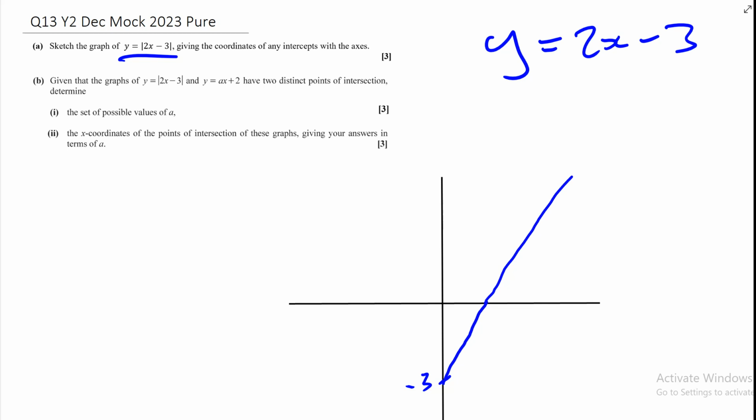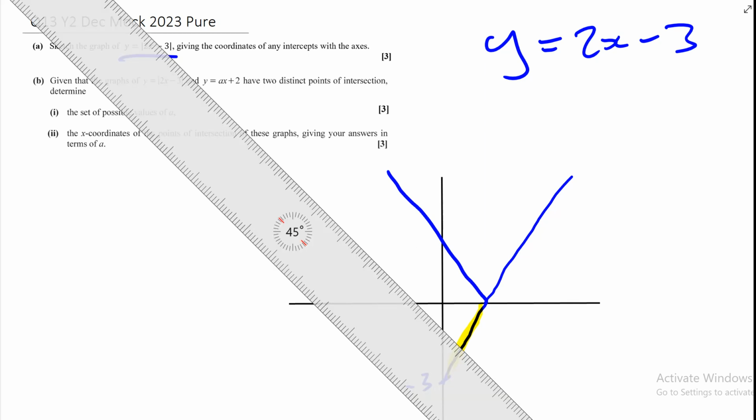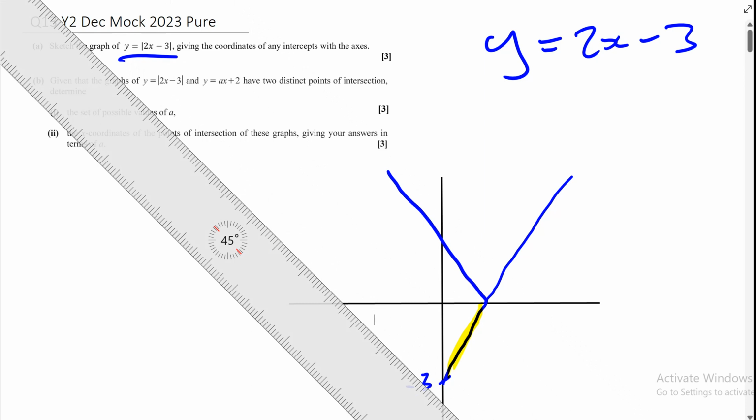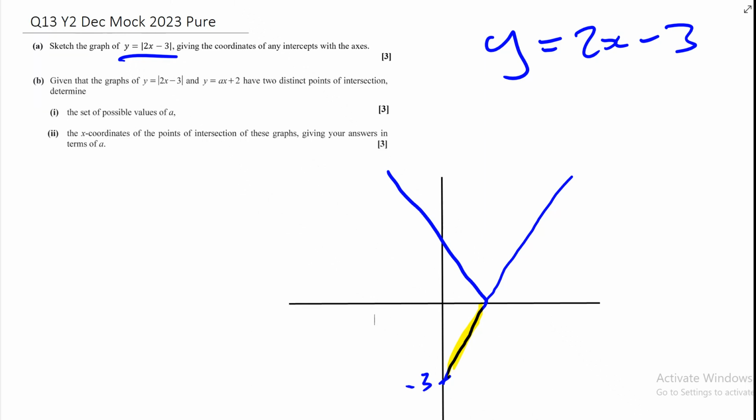But then we want to reflect all of this in the x-axis, so it's going to go up like that. I do use a ruler. I can't work out how to use the ruler. Actually, I can do this, but I can't spin it around, which is quite annoying. So let's forget it. But do use a ruler yourselves.